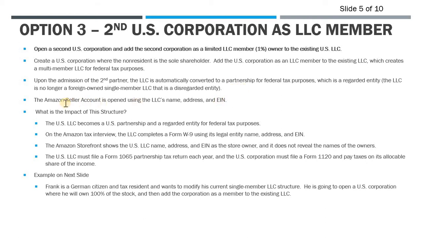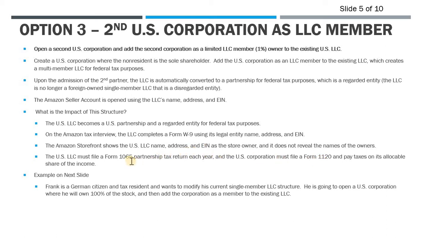So once that conversion occurs, the Amazon seller account is open using the LLC name, address, and EIN. So now we have a U.S. LLC partnership that's a regarded entity. During the tax interview, the LLC is completing a W-9 using its legal entity name, address, and EIN. And so again, we now have the storefront showing the U.S. LLC information and not the owners. So what are the filings? Well, the LLC, because now it's a domestic partnership, needs to submit a 1065 tax return every year. And the U.S. corporation, that second entity we set up, must file an 1120, and it pays taxes on its allocable share of the income.